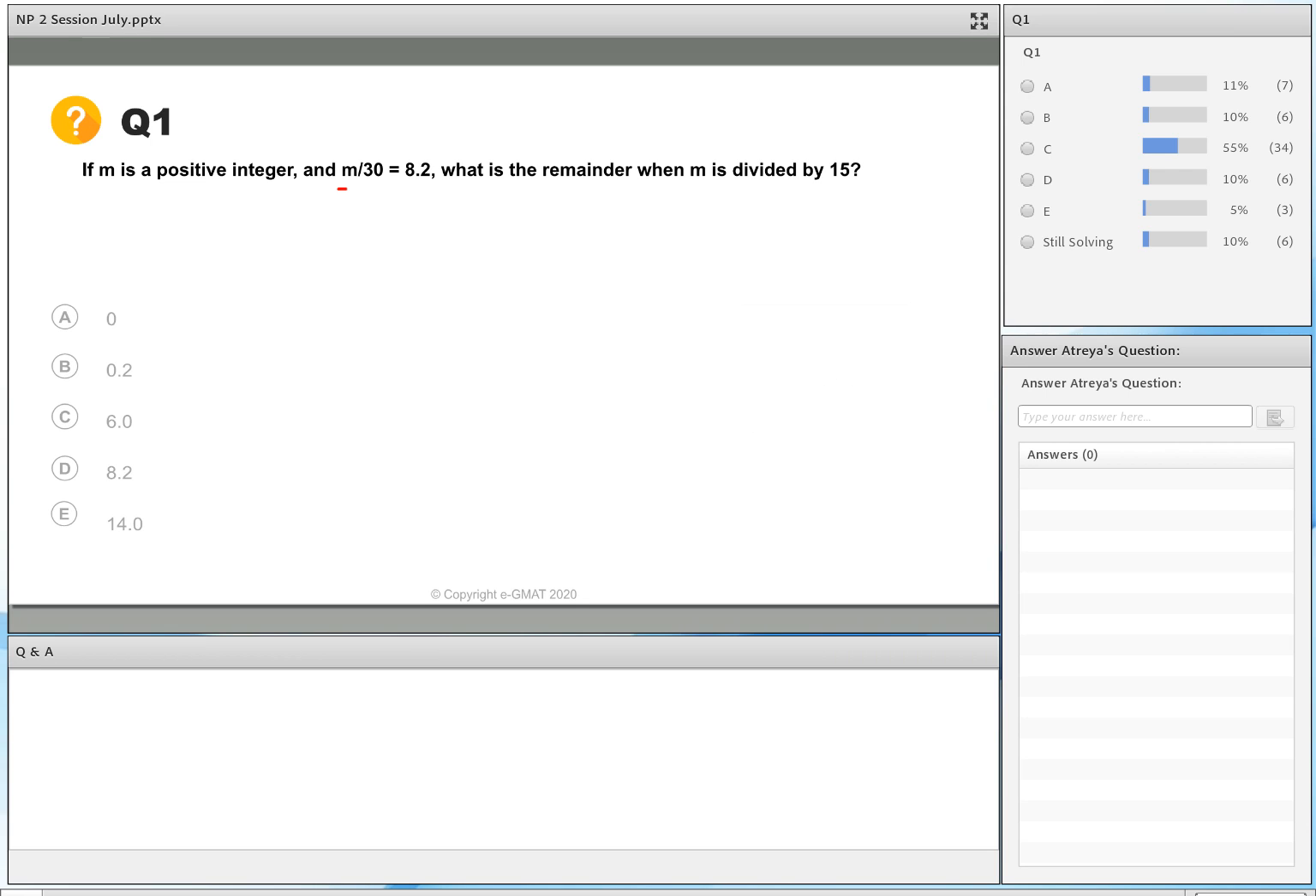But before that, let me hide the poll, clear all the answers, and open the poll over here. Okay, so what do I have over here? M is a positive integer. The value of m by 30 is equal to 8.2. I need to find the remainder when m is divided by 15. Now, I'll use the concept of dividend equals divisor times quotient plus remainder. Again, what is the constraint? The remainder has to be less than the divisor. What's the divisor over here? 15. So r has to be less than 15.